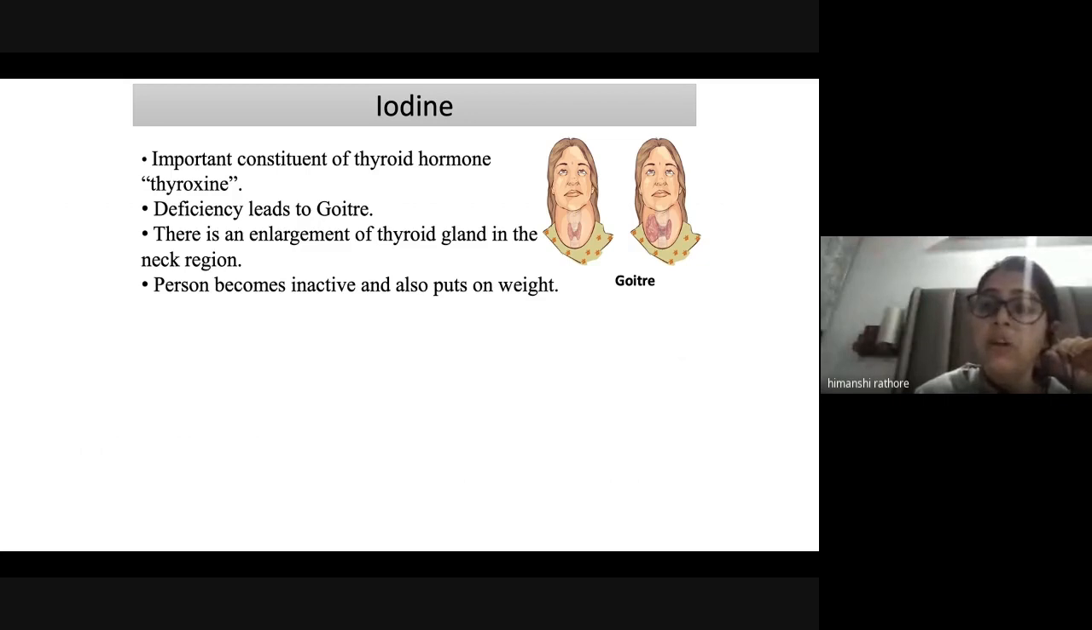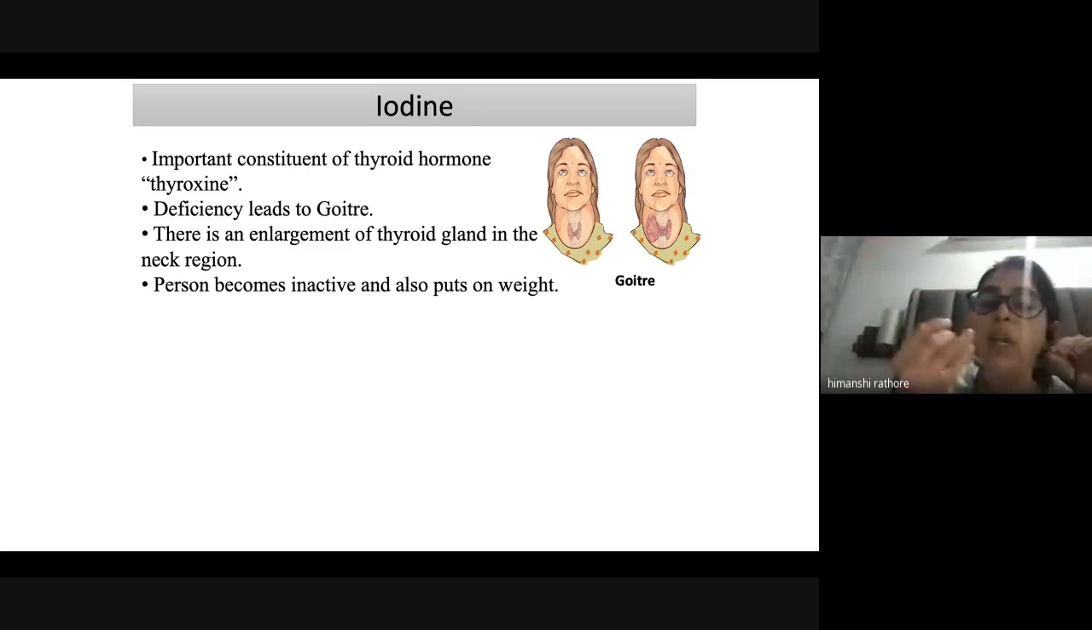You can see in the picture, a woman is shown with a normal thyroid gland, and another picture on the right hand side with an abnormal thyroid gland. When you have iodine in the right amount, your thyroid gland will not be swollen. If your body is deficient in iodine, then your thyroid gland, which is present in the neck region, will swell, and it will put weight around your neck area. You must have seen this in some patients, that their neck area is swollen.